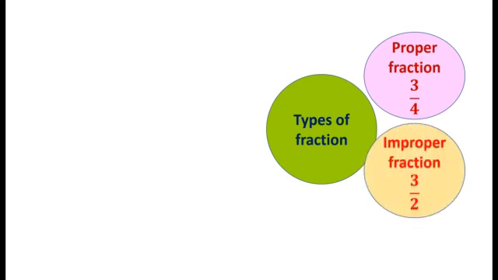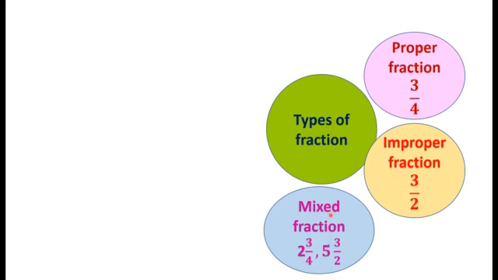Next is improper fraction, that is 3 by 2, which is just the opposite of proper fraction. Here the numerator is a greater number and the denominator is a smaller number. So this type of fraction is called improper fraction.